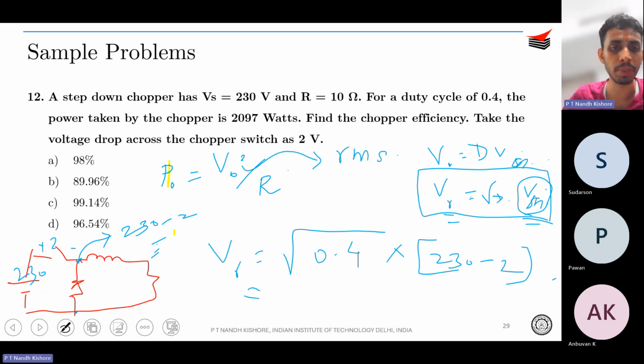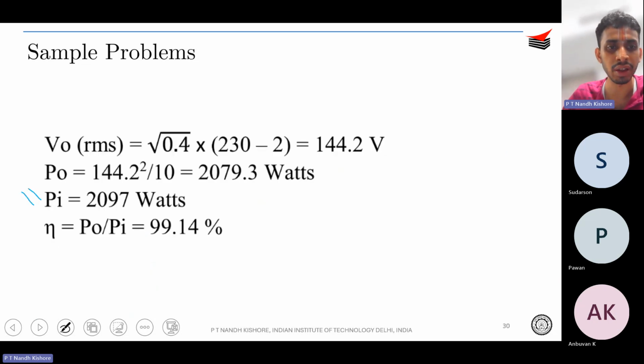And therefore your P naught is going to be V naught square over R. That is your P naught. Your P in is of course given as 2097 watts. Therefore, you can calculate your efficiency. Okay, any doubts over here? How it is coming?